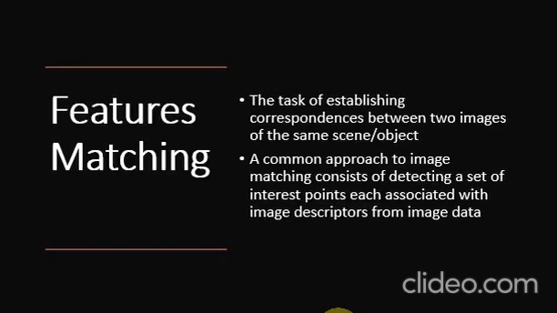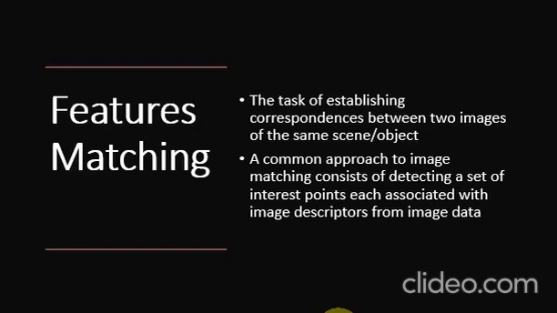Feature matching, or generally image matching, is a part of many computer vision applications such as image registration, camera calibration, and object recognition. It is the task of establishing the correspondence between two images of the same scene or object. A common approach to image matching consists of detecting a set of interest points, each associated with image descriptors from the image data.